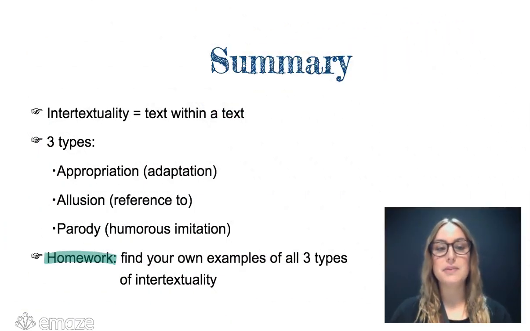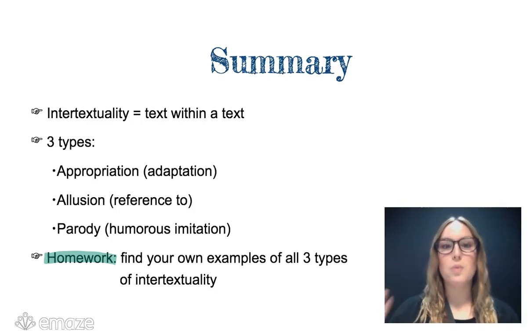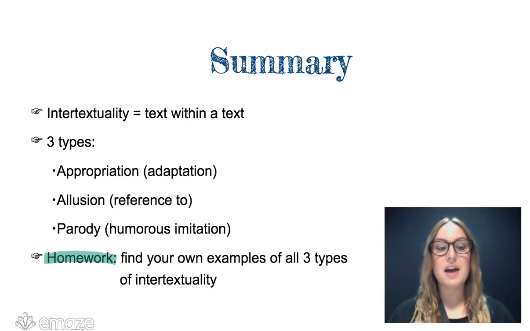Okay, so a bit of a summary from today. Think of intertextuality as a bit like Inception. It's a text within a text. There are 3 types: appropriation, allusion, and parody. And your homework for this session is to find your own examples of all 3 of these types of intertextuality.